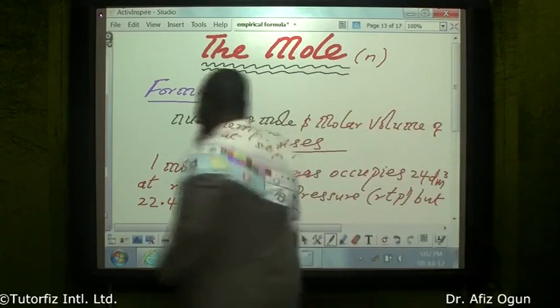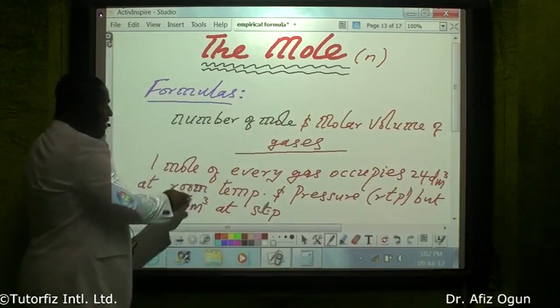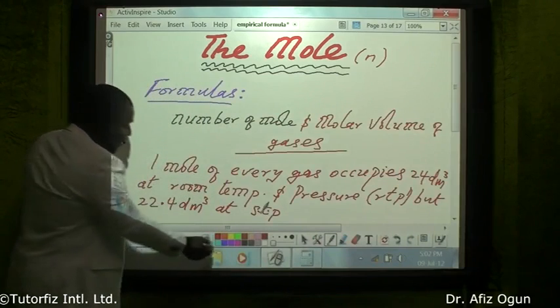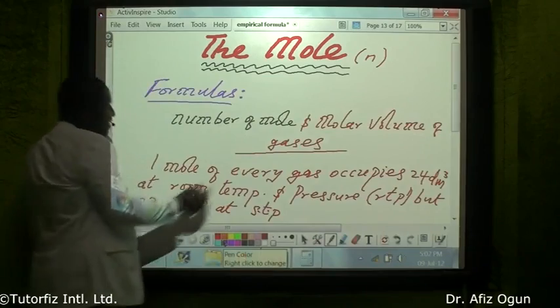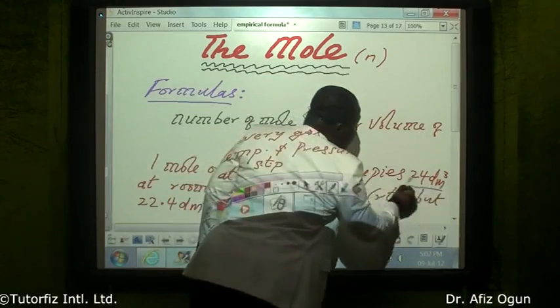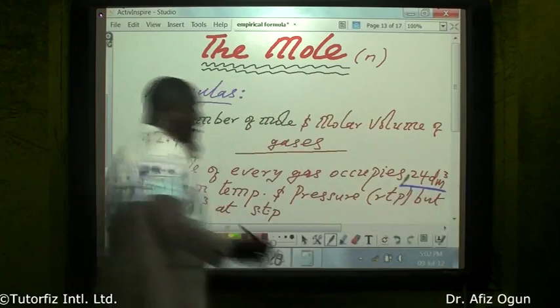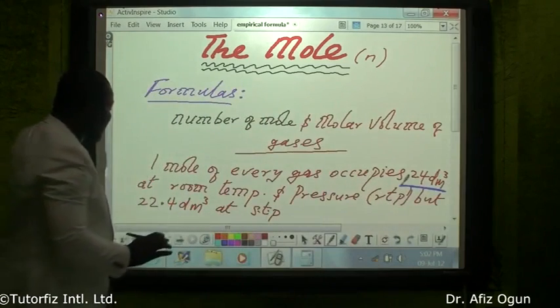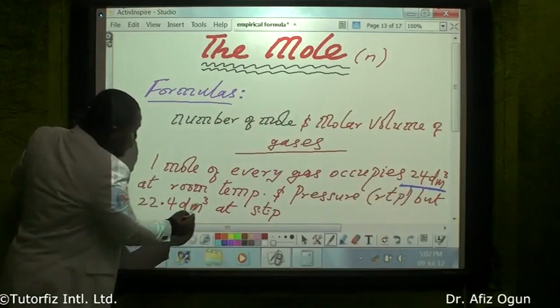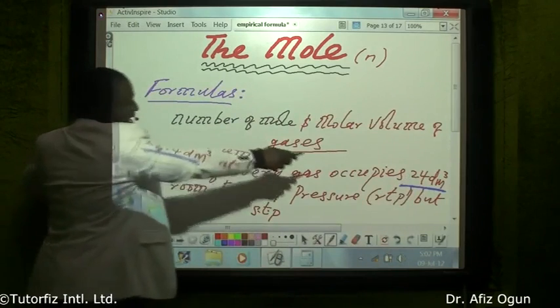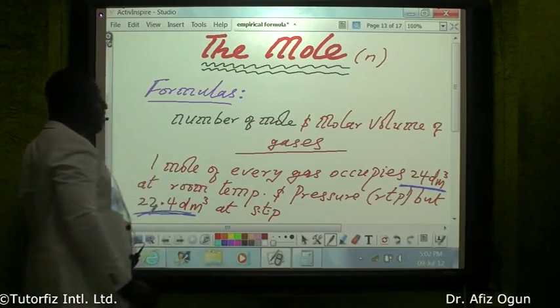Okay, let us now look at some examples. Please write this down. This is very important. For your level at IGCSE, you are only going to get room temperature and pressure. That's 24 dm cube. But at A level, AS and A2, you may get this and you may get that. So write this down now.